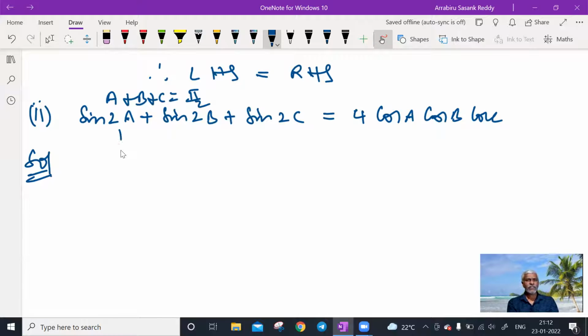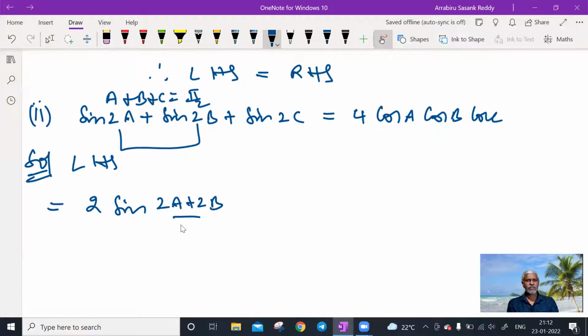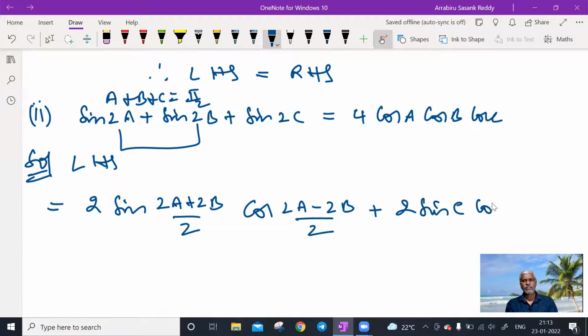Now, let us take the LHS, sin 2A plus sin 2B. Sin C plus sin D is 2 sin (C plus D) by 2 cos (C minus D) by 2, plus sin 2C is 2 sin C cos C.